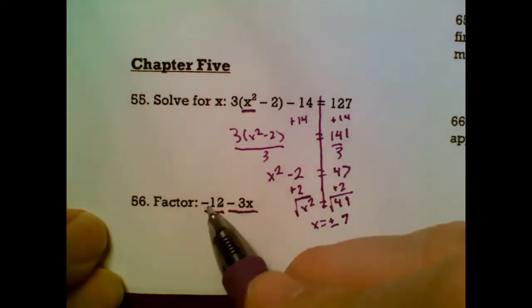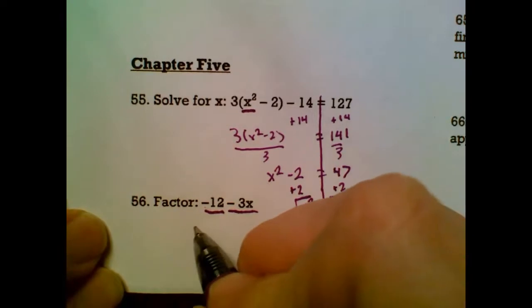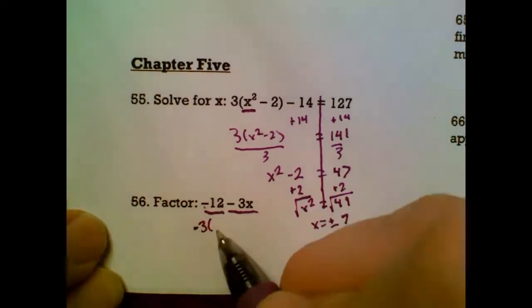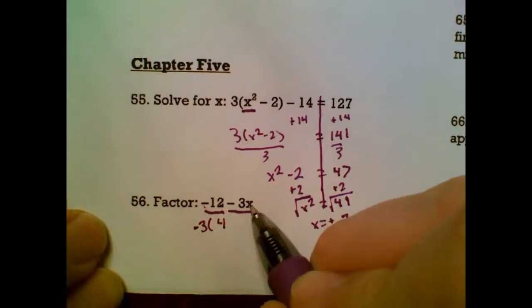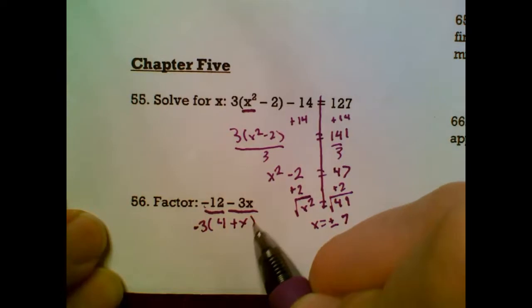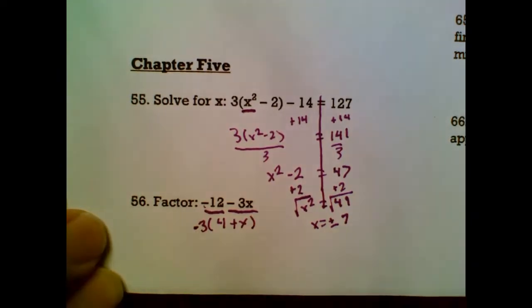So we could factor out a 3. In fact, we could factor out a negative 3 from both. Let's take out a negative 3. Now, if we do that, what's negative 12 divided by negative 3? Well, that's 4. And negative 3x divided by negative 3, well, that's just x. So once you factor this, what you get is negative 3 times 4 plus x.